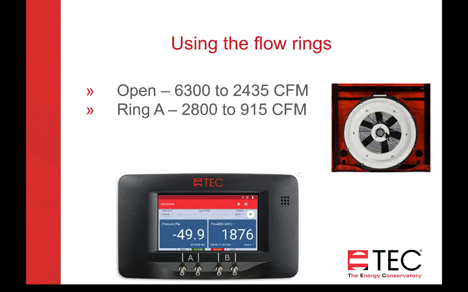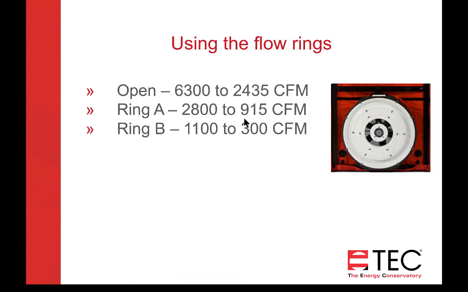So in this case we'll switch to ring A, and now our reading at 50 pascals is about 1876, which is in the range of ring A, between 915 and 2800 CFM. Ring B has a low end of 300. And you can see there's some overlap between the highest measurement you can get and the lowest on the other ring.